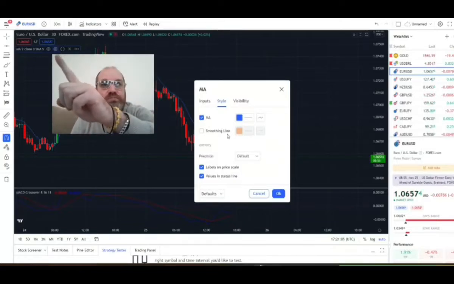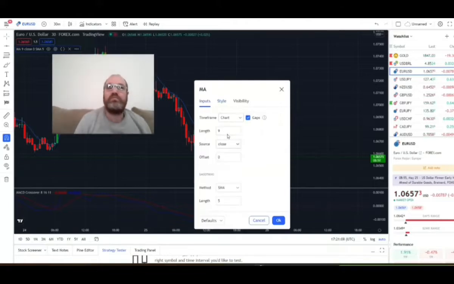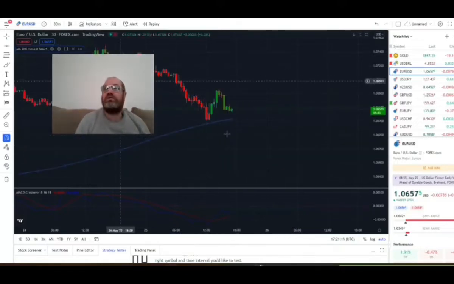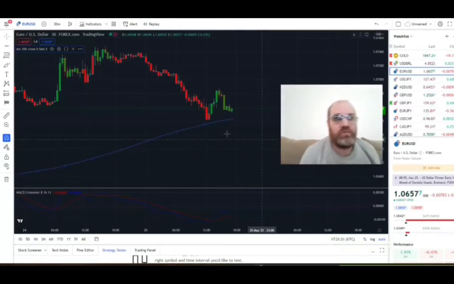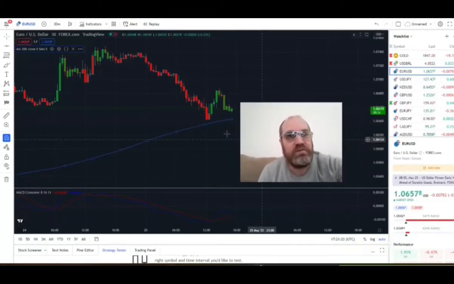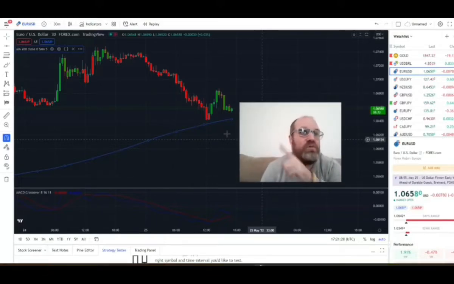You go to this, you push this gearbox, you see there? And we go to input. In the length we put 200. I think, okay, we don't need to mark it too much. So how are we going to trade now? Now it's like this. As long as we are above, by the way, we are on 30 minutes.